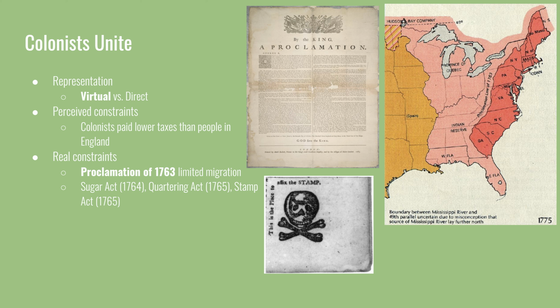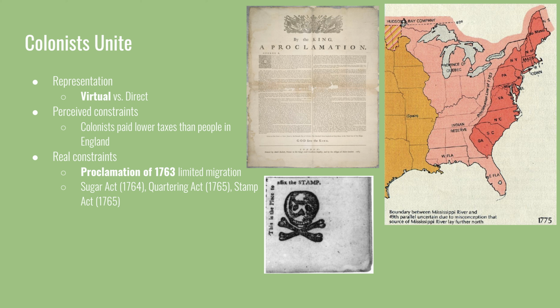Some of the constraints that were real, that clearly affected them, included the Proclamation of 1763. This was the line that forbade the colonists from going further west into the territory that was won as a result of the French and Indian War. The Sugar Act, the Quartering Act, and the Stamp Act we talked about in the last lecture, and all of these were instances in which they were being directly affected by these colonial policies.